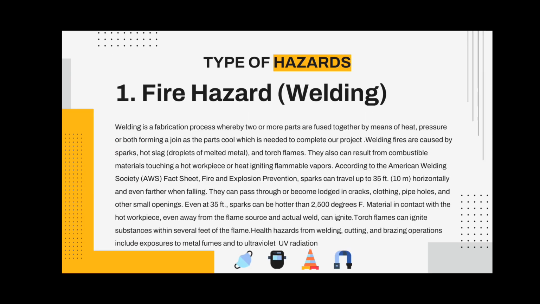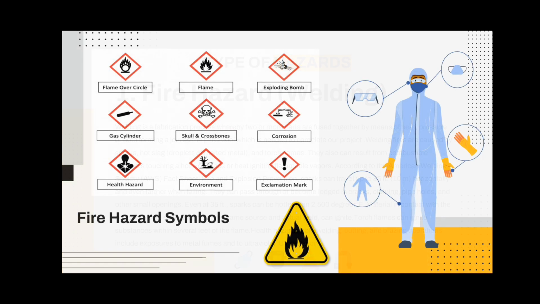The first one is fire hazard. We will focus on welding. Welding is a fabrication process whereby two or more parts are fused together by means of heat, pressure, or both, forming a joint as the part which is needed to complete our project. Welding fires are caused by spark, hot slag, and torch flames. They also can result from combustible material touching a hot workpiece or heat-emitting flammable vapors. This is an example of fire hazards.